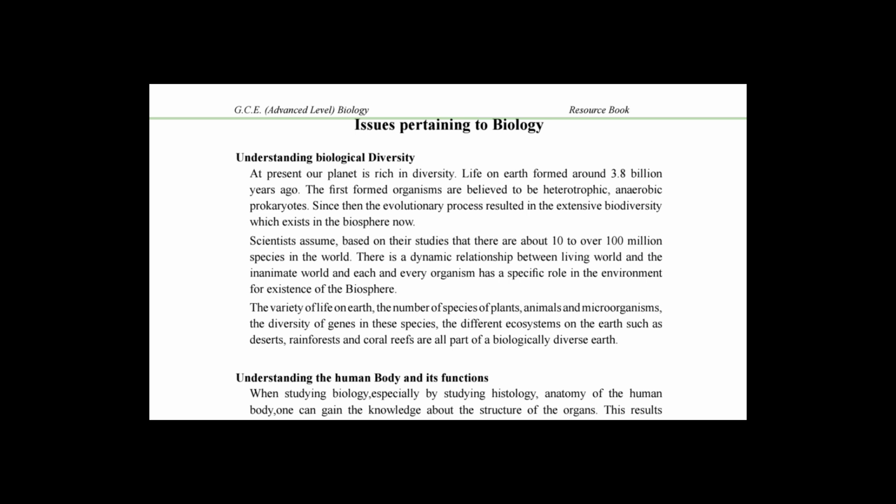Scientists assume, based on their studies, that there are about 10 million to over 100 million species in the world. It's a huge amount. There can even be more, but they assume 10 million to 100 million species, not organisms, species. That means, like, dog species is one type, cat species is another type. Likewise, 10 million to over 100 million species are there.